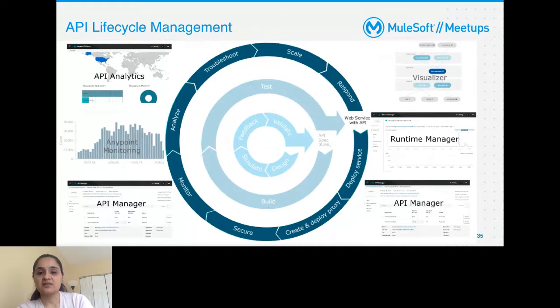Anypoint Runtime Manager, where you can define the governance and the policies, and you can see the API. You can deploy the services in the API manager. So everything, designing, development, deployment, management, API management in the runtime manager. Also you can do the monitoring, tracking and analytics in the Anypoint platform itself. It's a complete one-stop solution.